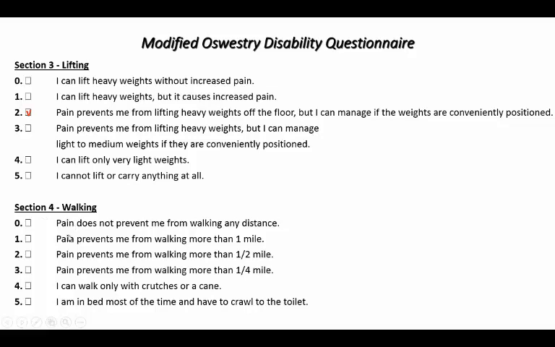Section 4 is about walking. 0 would be pain does not prevent me from walking any distance. 5, I am in bed most of the time and have to crawl to the toilet. If I have 3, then pain prevents me from walking more than a quarter mile or a quarter kilometer. So these scales are very common in the practice of physical therapy. Keep in mind that they are rank ordered, and that they don't have an equal distance between the scores.